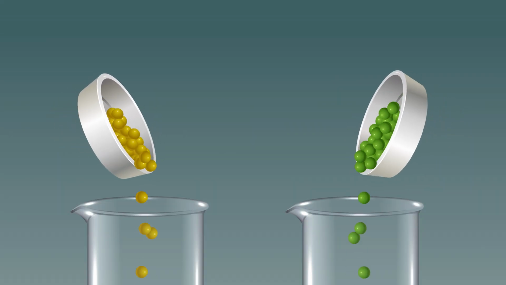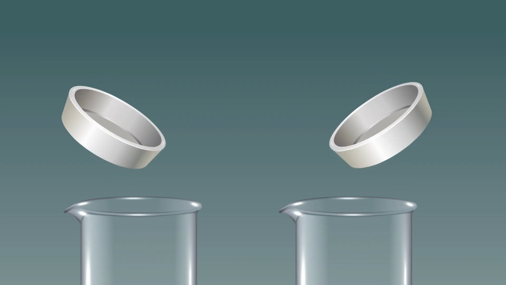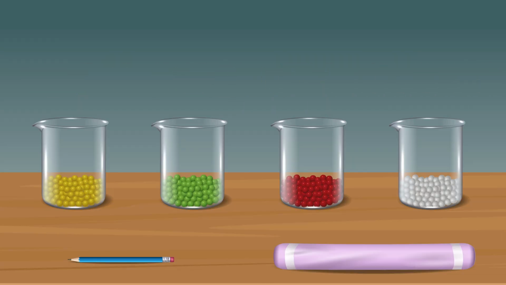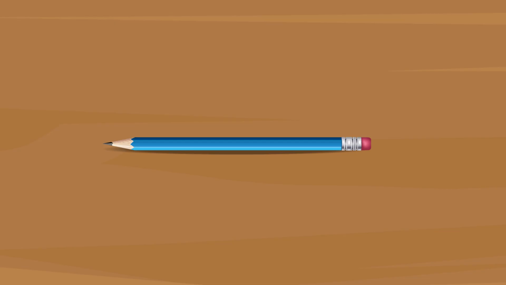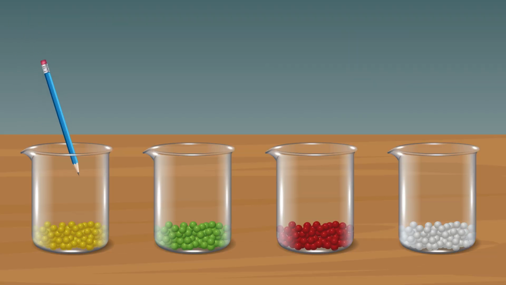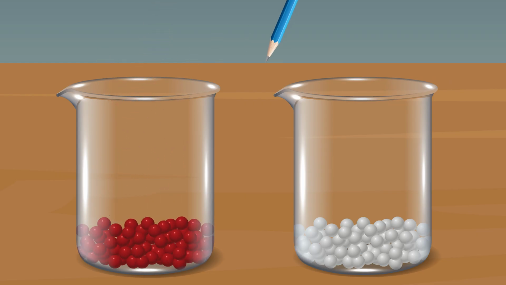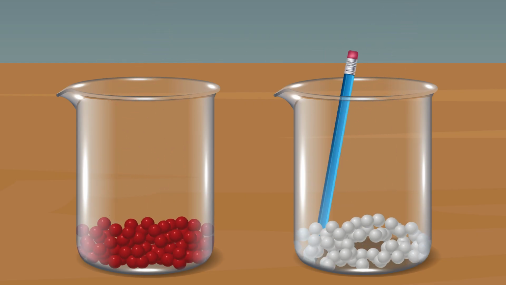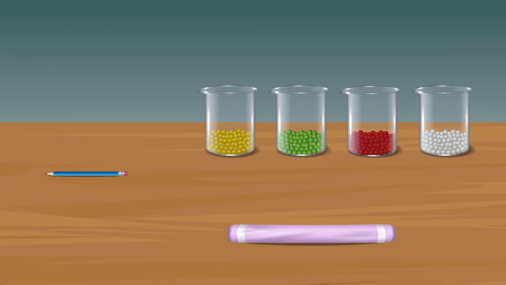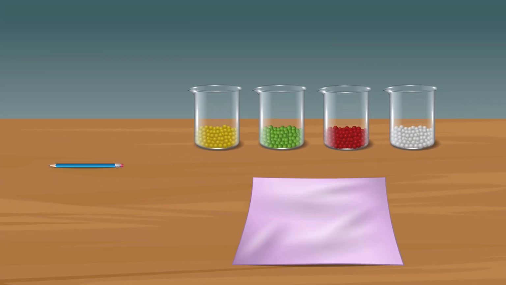Take 4 beakers individually with 64 yellow, green, red and white beads. Take a pencil and stir all the beads individually. Take a hand towel, spread it on the middle of the table.